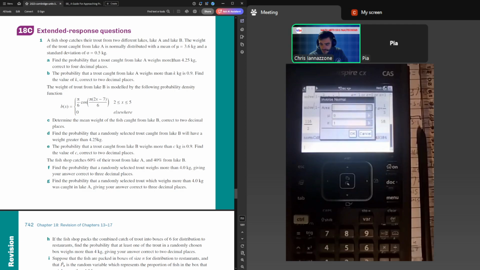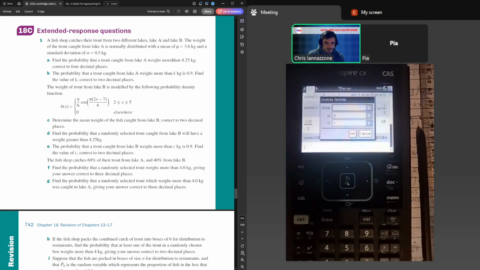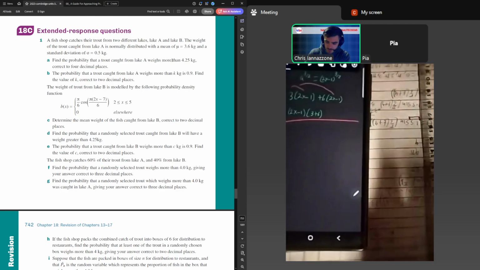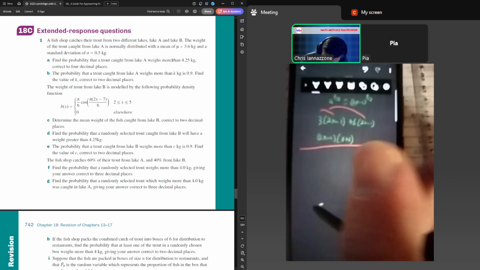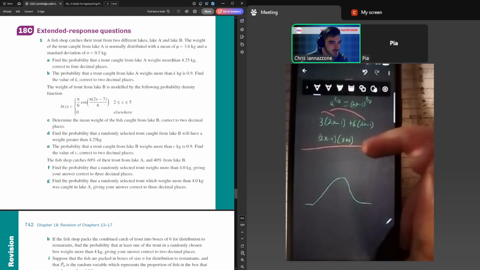Inverse normal. The keyword area there is going to be the total probability. What CAS do you have again? I have the Inspire one. Inspire, okay, cool. One thing that needs to be said is that the area has to be to the left. Any normal distribution is going to look like this, with that bell curve shape.